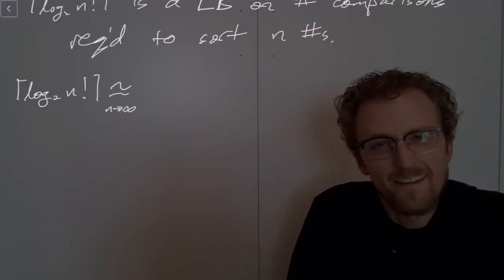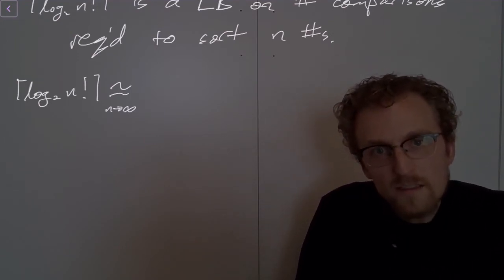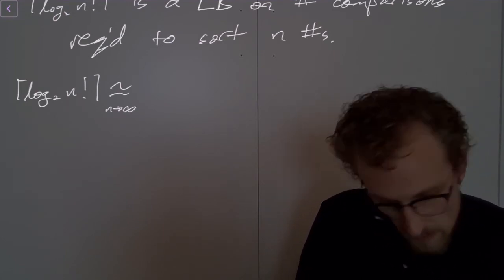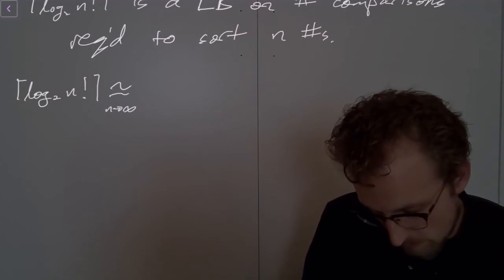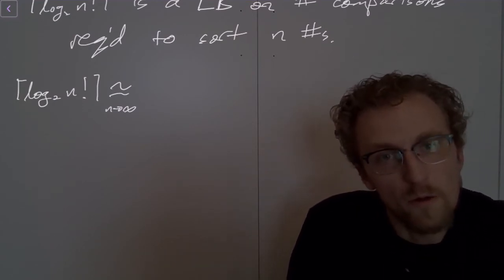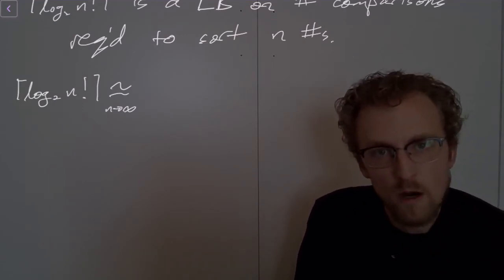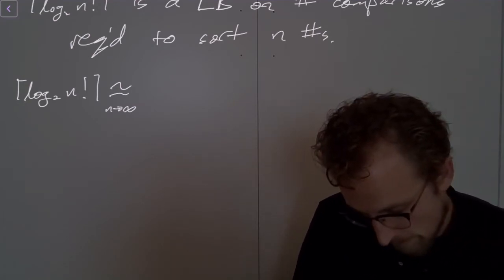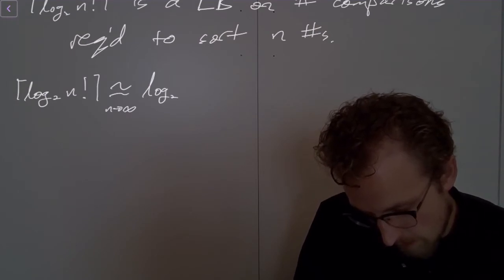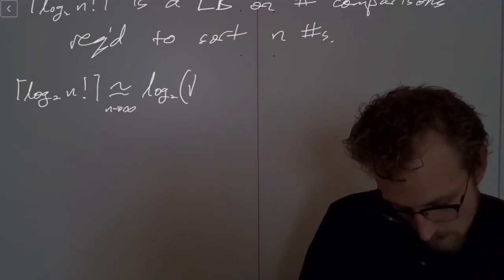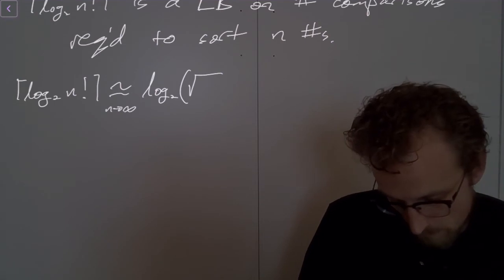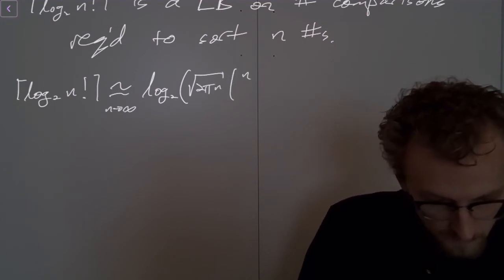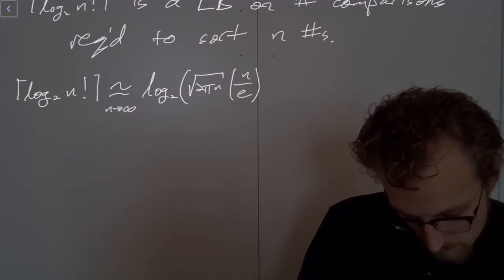notation here, but I'm saying we can approximate n factorial when n is large using Stirling's formula. So this approximately equals, and by the way, I'll also get rid of that ceiling, because when n gets large, we know that the ceiling doesn't matter asymptotically. It just gets washed out. So as n gets large, this looks like the log base 2 of, now let's plug in Stirling's formula for n factorial, so 2 pi n to the 1/2 times n divided by e to the power of n.